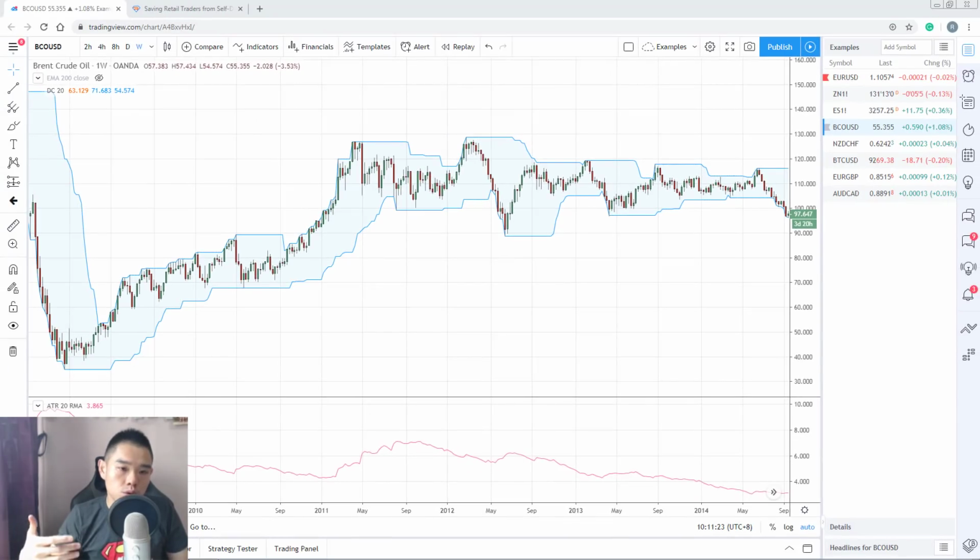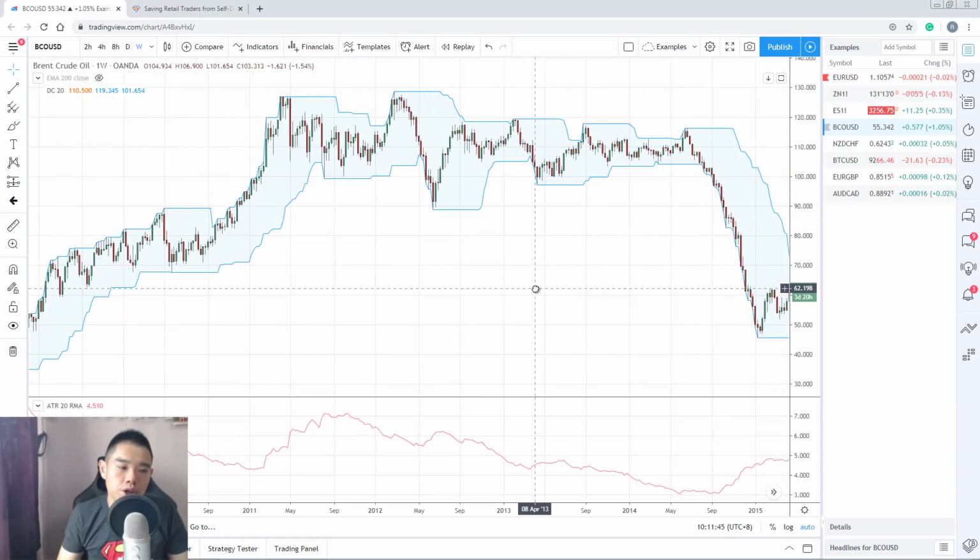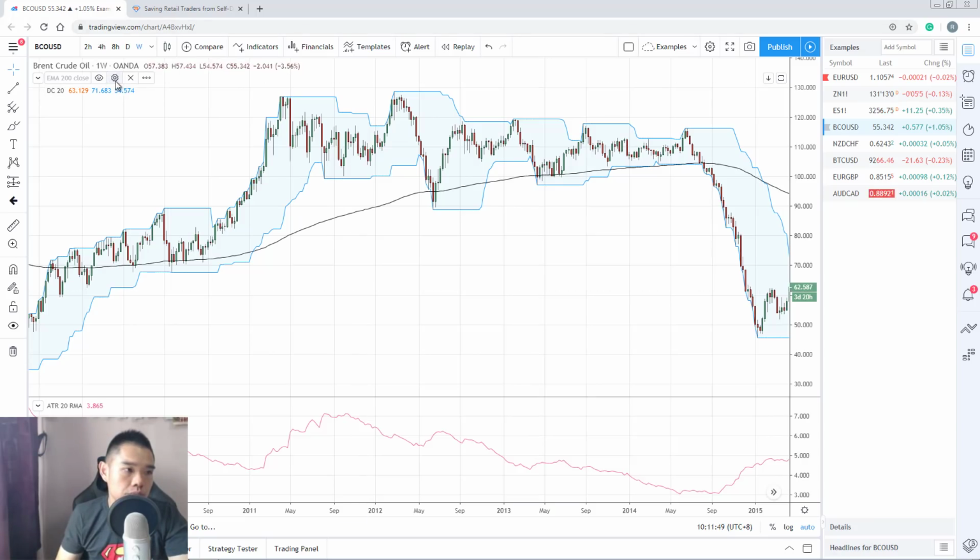And really, if you want to add in more indicators to trail your stop loss, you can. You can use, for example, the chandelier stop to trail your stop loss. Or if you want, you can actually use a moving average to trail your stop loss. For example, let's say I pull out 200 period is quite high. Let's say we use a 50 period moving average.